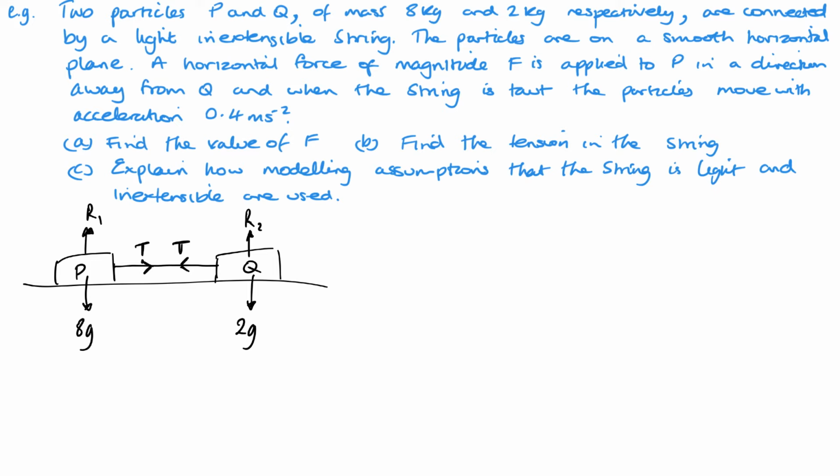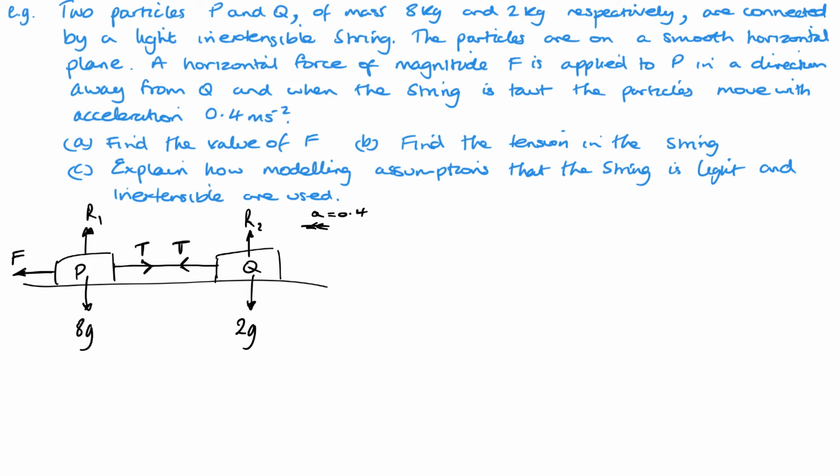Now, it then says it's a smooth plane, so we don't have to worry about friction. And we have a horizontal force of magnitude F applied to P in a direction away from Q. So here we go, away from Q would mean that way. And we know that the acceleration, which must be acting this way, is 0.4 meters per second squared.